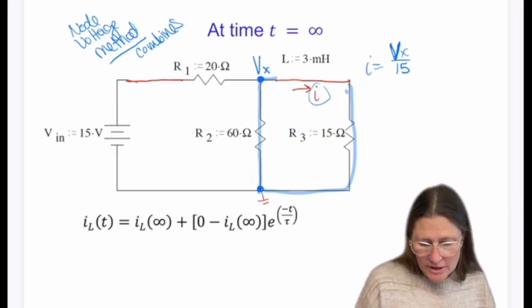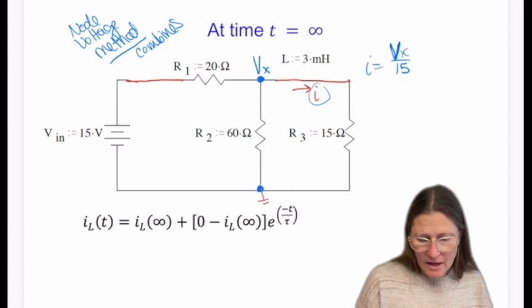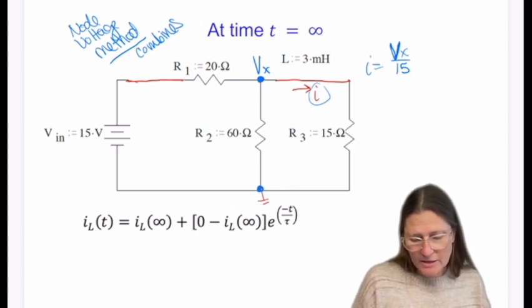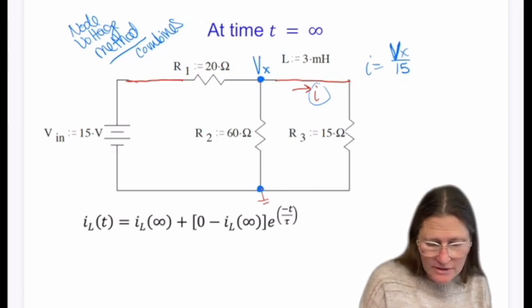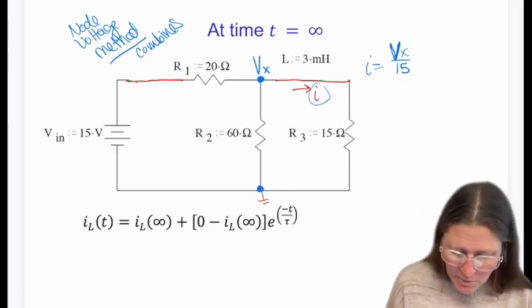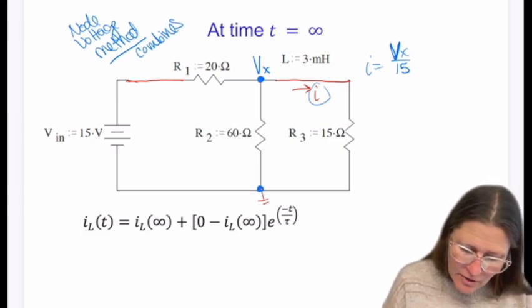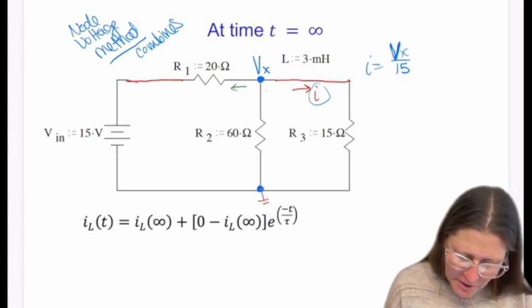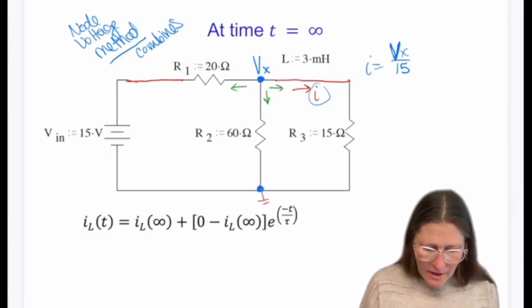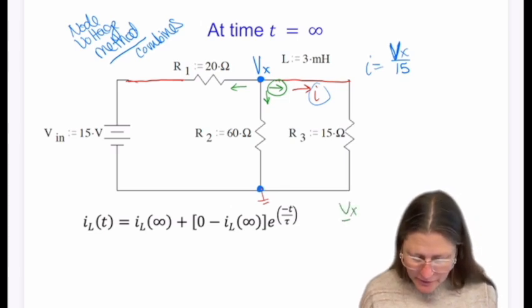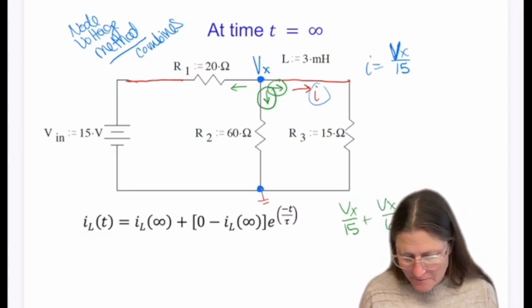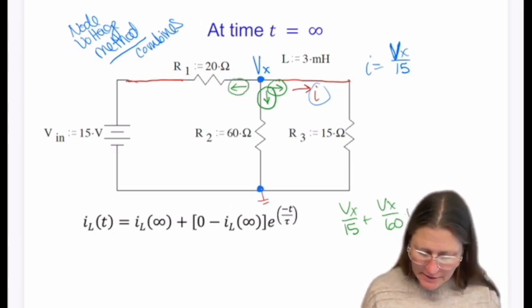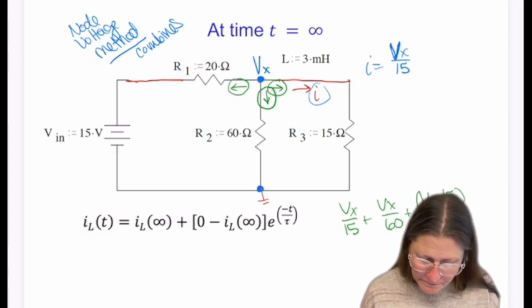So with the current going in that direction that I labeled it, I start with the node as plus, and then I take off any other voltages in the circuit. So I basically am doing my current summations out of each node. So here, here, and here. For this current, it was Vx over 15. This current is going to be Vx over 60. And this current is going to be Vx minus 15 over 20.